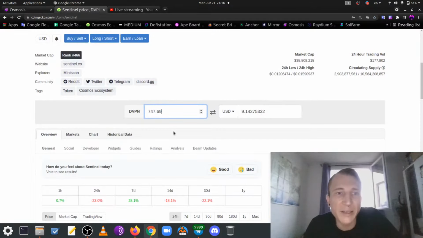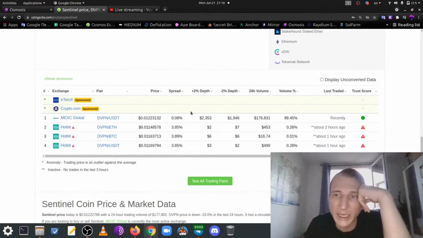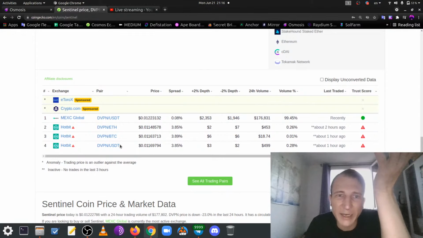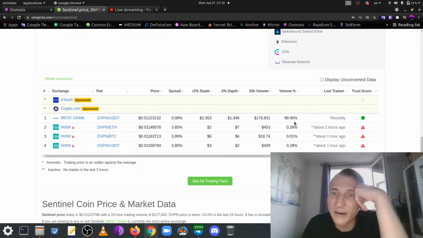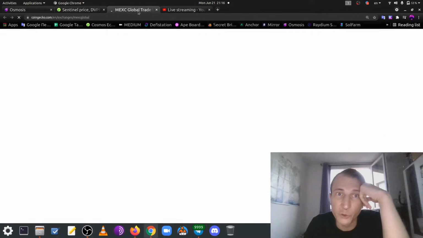Where can we buy DVPN? When we look at all the places where it trades, we can see that the volume is very weak here, and Hotbit is not really traded because it's not real volume. And only one place has 99% 45, open link in a new tab.